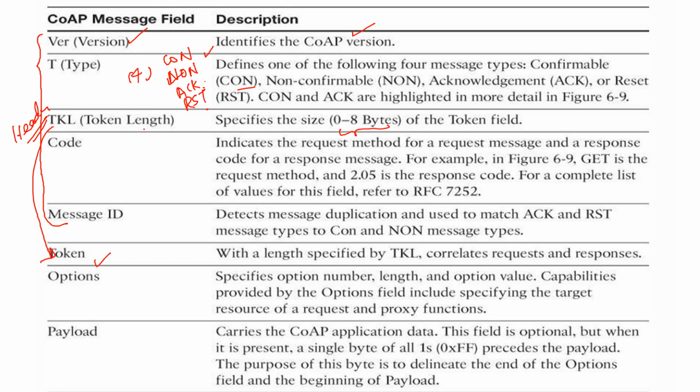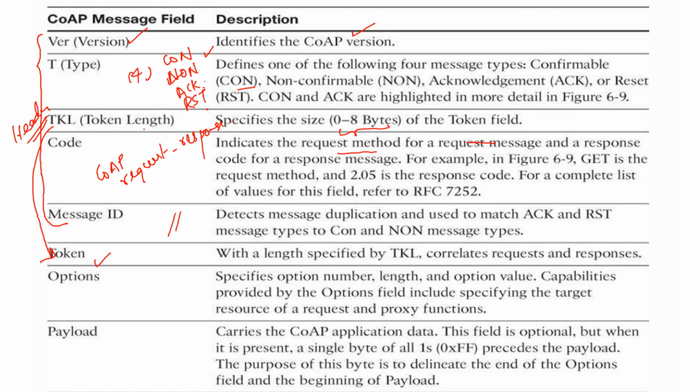You know that it is the request method, right? The code indicates the request method for a request message and a response code for a response message. That is, you know that CoAP is a request-response type of protocol, whereas MQTT is a publisher-subscriber type of protocol. So this code indicates the request method for a request message and a response code for a response message.